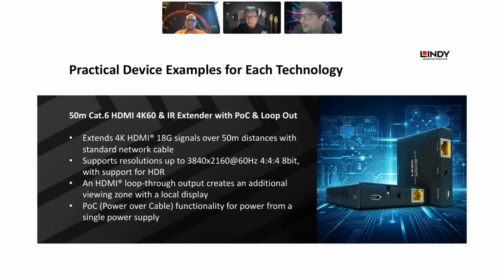Okay, practical device example for each technology. This is our model. It can go up to 50 meters. It's a Cat6 HDMI 4K 60 Hz. It's an extender, a simple extender, point-to-point. Extend 4K HDMI with a bandwidth of 18 gigabit signals over 50 meters and supports up to 4K 60 Hz and a chroma subsampling of 4:4:4 8-bit. And with support for HDR.